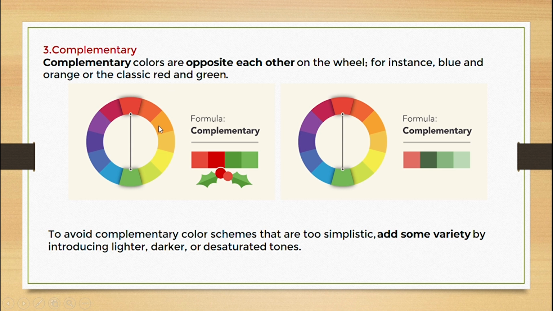This is my orange and this is my blue, but they're opposite each other. To avoid complementary color schemes that are too simplistic, add some variety by introducing lighter, darker, or desaturated tones. So this is the example here. If you look at this color they use here, this is still complementary because we have red and we have green. They just use a darker version of green, and a green that has lighter values, and a green that has lower intensity. This is the last one, lower intensity.